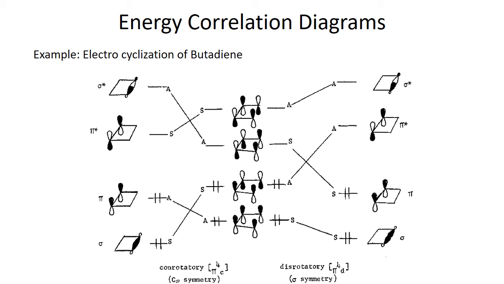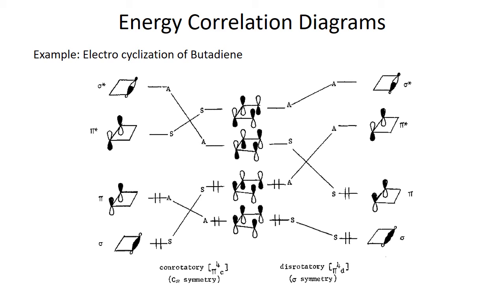So it can only transfer from the pi 2 to pi star, because they have similar symmetry and comparable energy, but this is not energetically favorable because the energy gap is there. So we say that the disrotatory mode of rotation is not favorable if we consider this sigma symmetry.